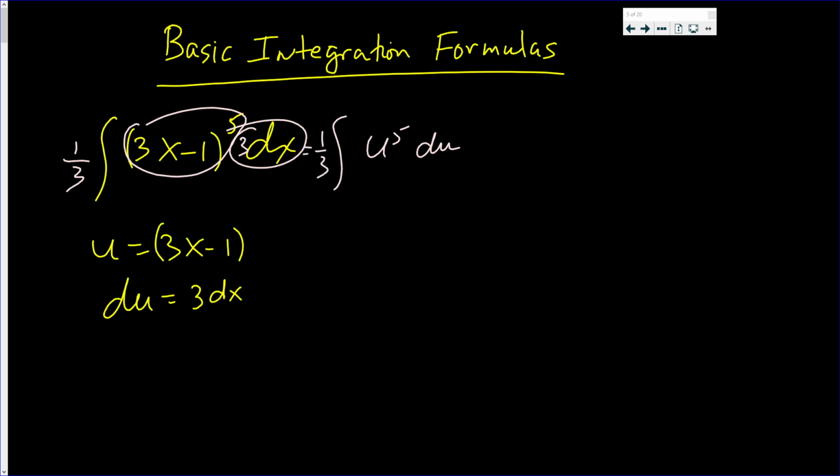And this here is a simple integral. It's u to the 6th over 6. So we have u to the 6 over 18 plus c, where u was 3x minus 1. And that problem is over.